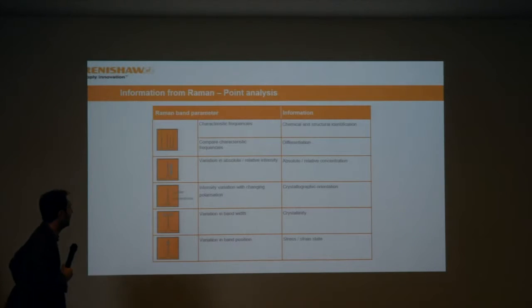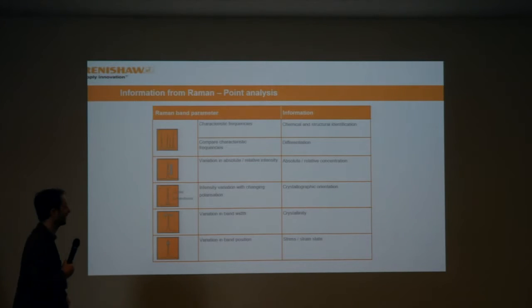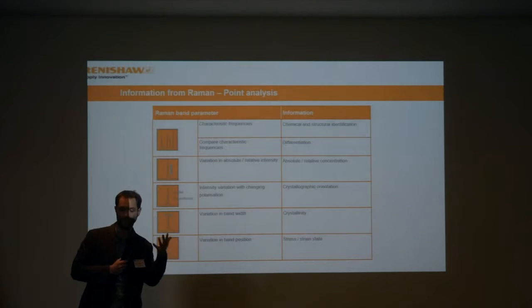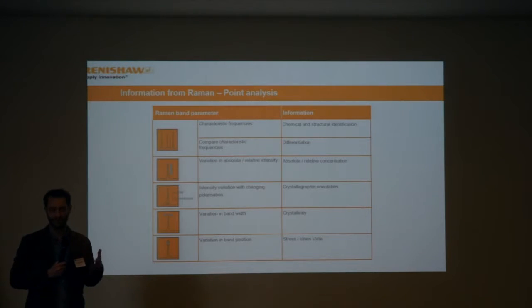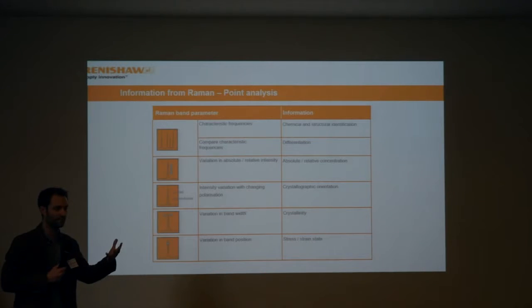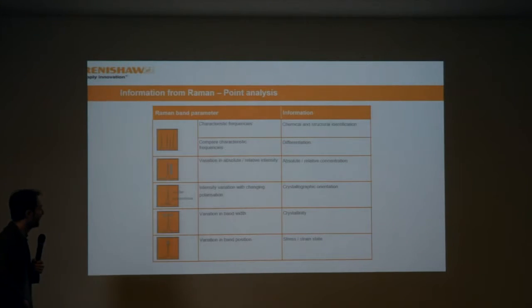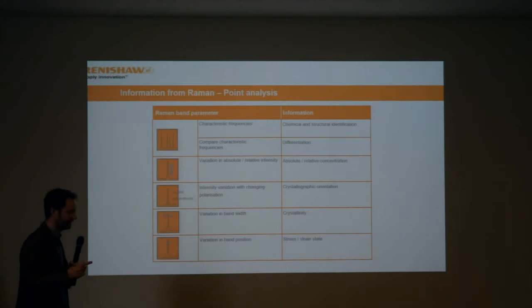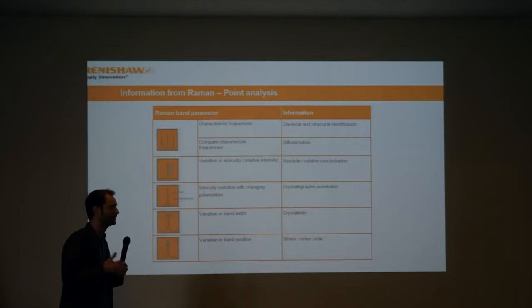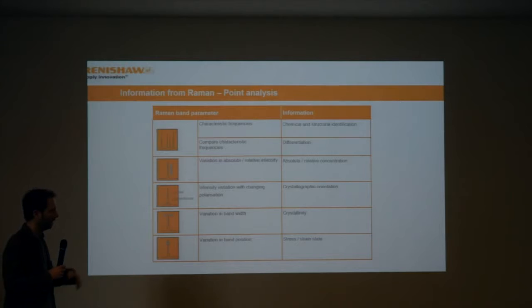So what kind of information can we extract from a Raman spectrum? Well, the characteristic frequencies: if we look at the Raman spectrum, we compare it to a Raman library, and we can identify one species or another. We can compare different spectra to see whether one material is coming from the same place or is composed of the same thing, which is what we did with the example before. We can look at the variation of intensity, which can give you semi-quantitative information about the concentration of the sample.